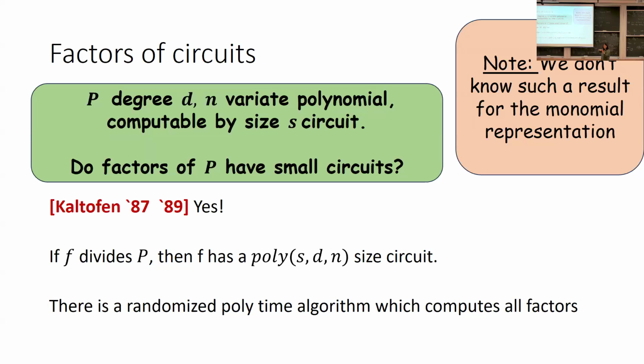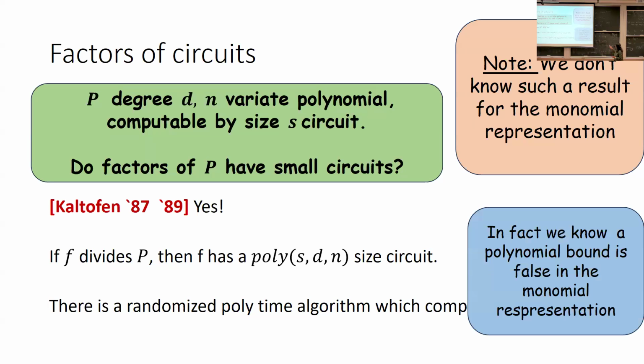So circuits, there's a lot of nice math that goes into it, and we'll see some of it in the talk. And so circuits are very nice and robust. They have all these nice properties. The monomial representation doesn't have these properties because we don't know how to prove anything like this.